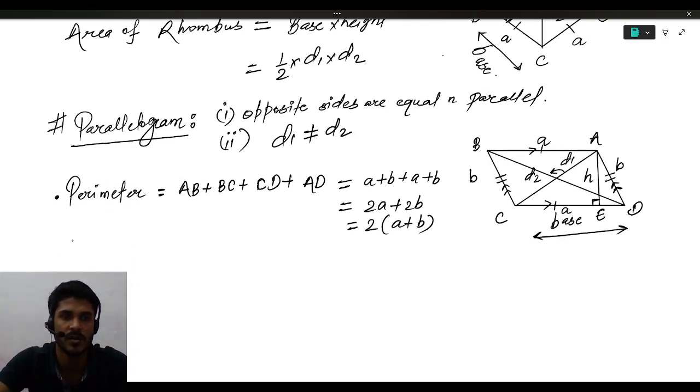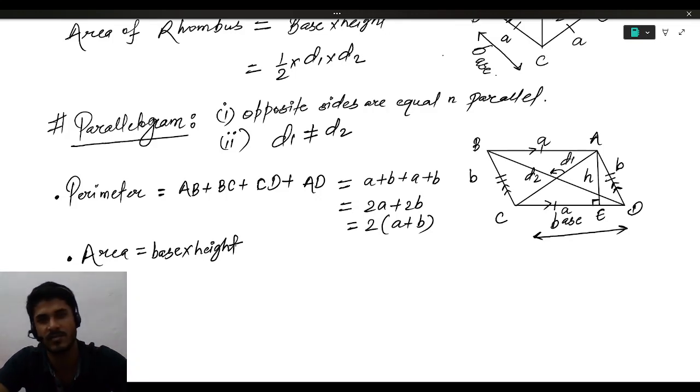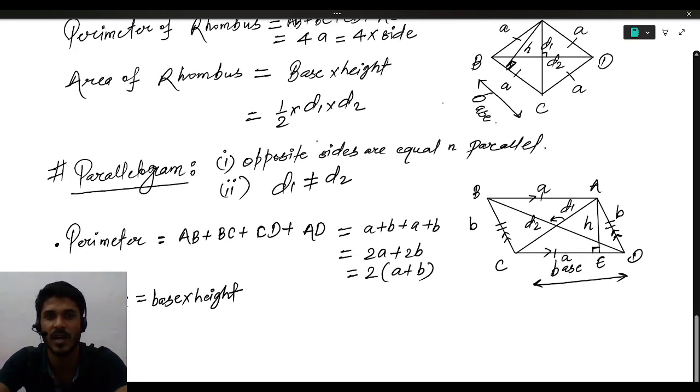Yeah, this is perimeter, and for area we have simply the formula base into height. Area is simply base into height, which is exactly similar to what we had in rhombus. Base into height. Here is also base into height.